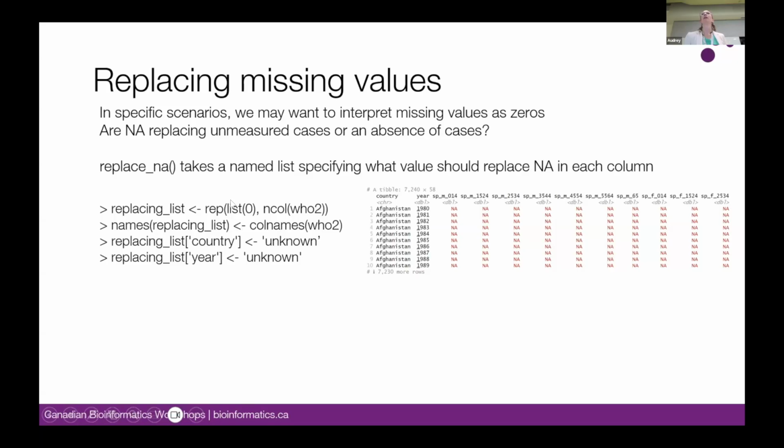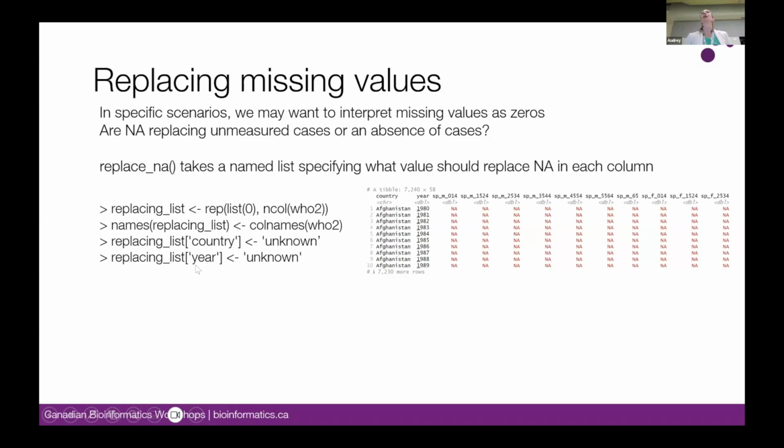So first I created a replacing list. It was just 0 for each of the columns that I had in my object. So rep will reproduce 0 for how many elements I want. And in this case, I wanted as many elements as I had columns in who2. Then I just named the vector that I created with the same column names as who.